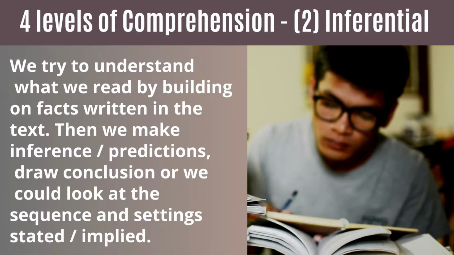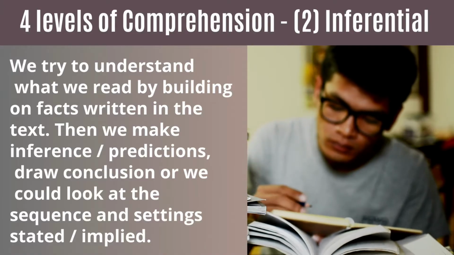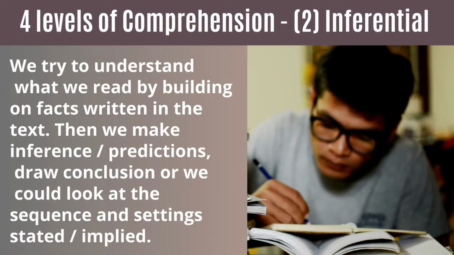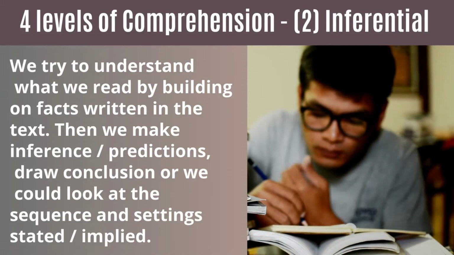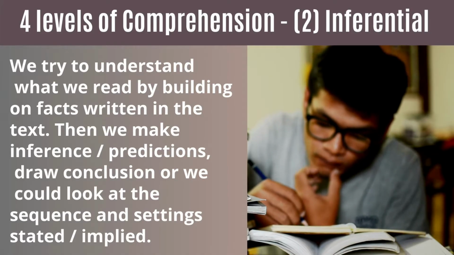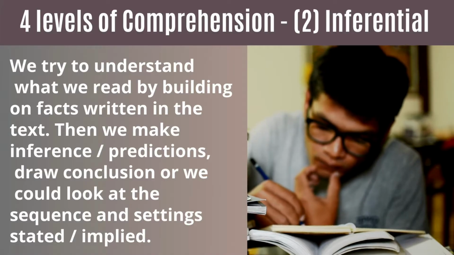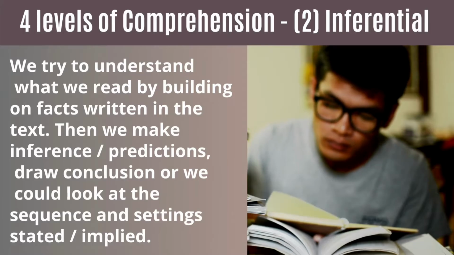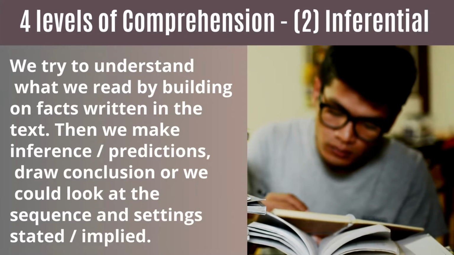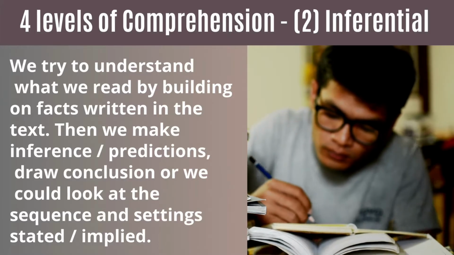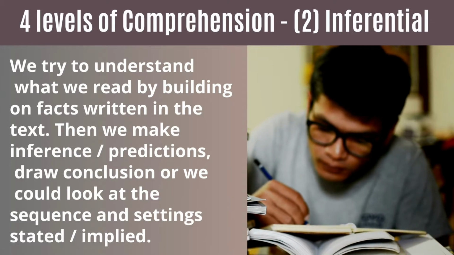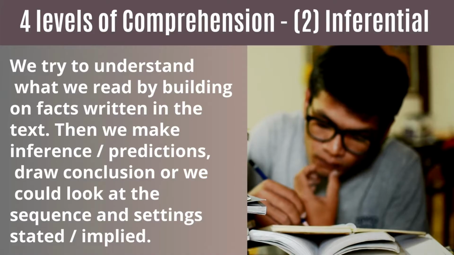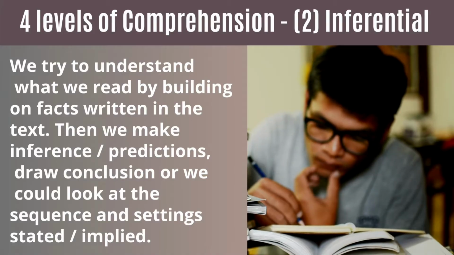Alright, the next level is inferential. At this level, we try to understand what we read by building on facts written in the text. Then we make inferences or predictions and draw conclusions, or we could look at the sequence and settings stated or implied. Most of the times, good writers, they don't state the information clearly, so we have to make inferences.